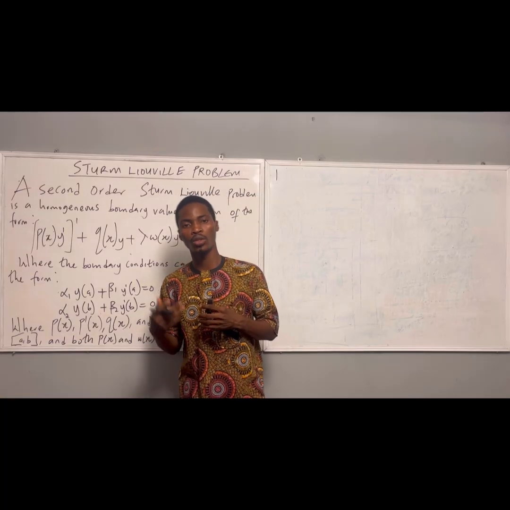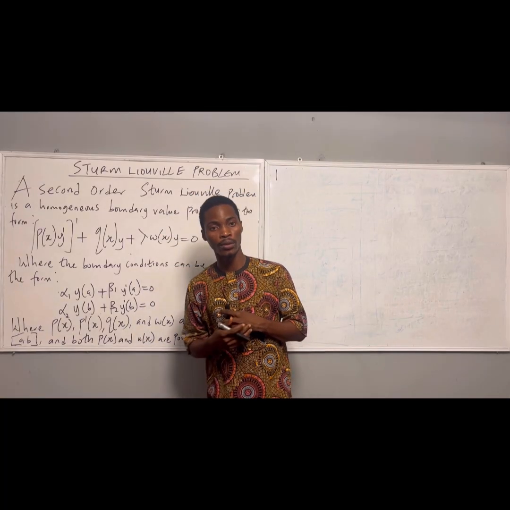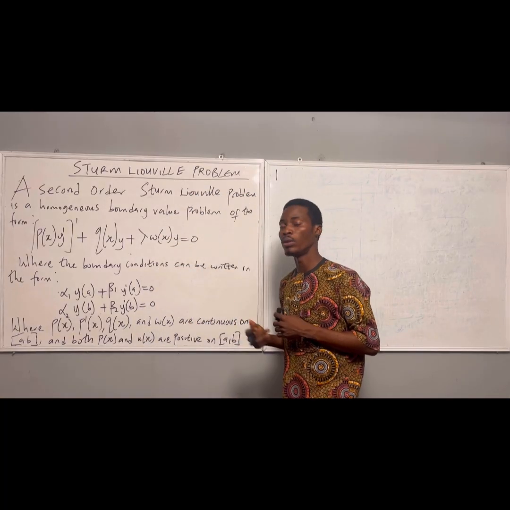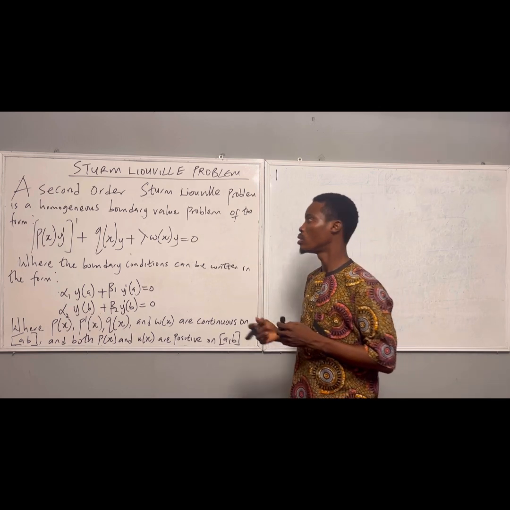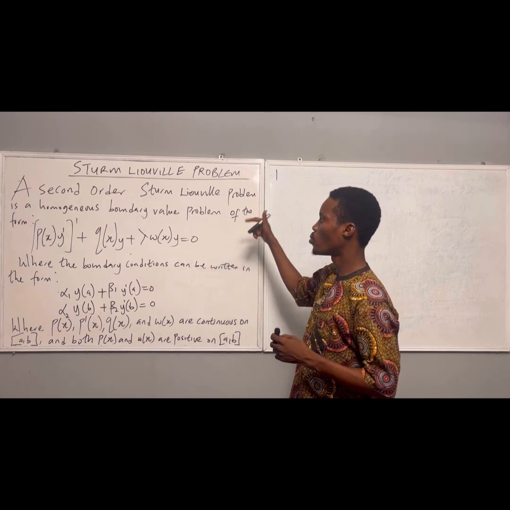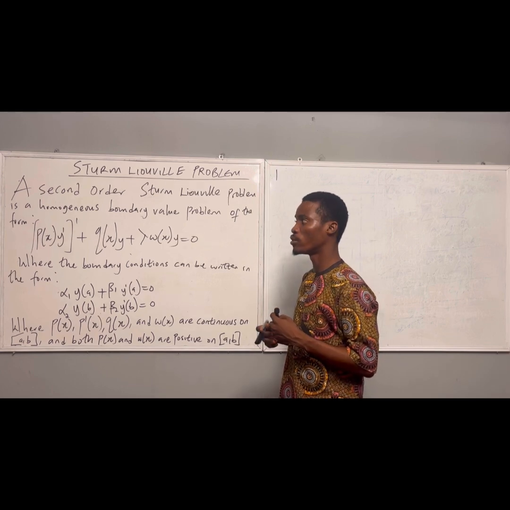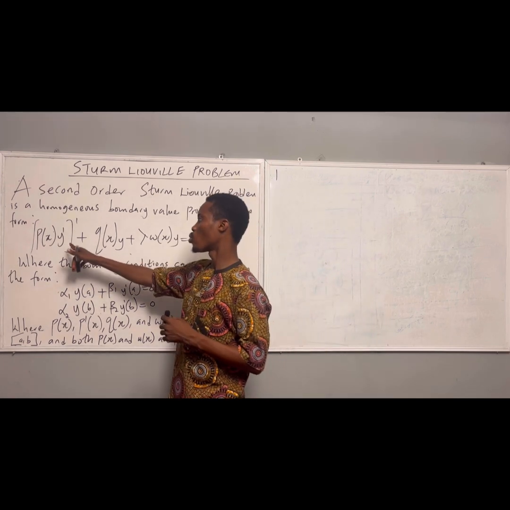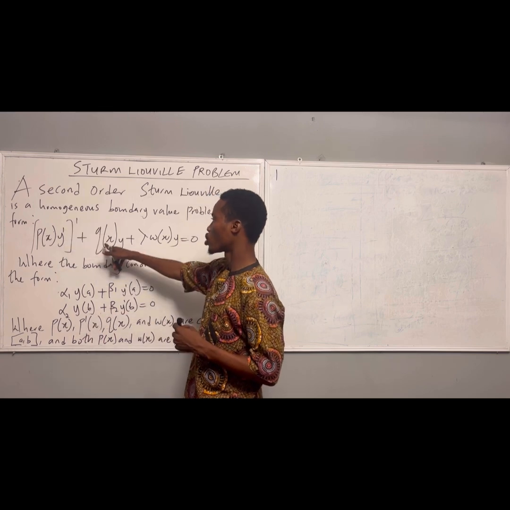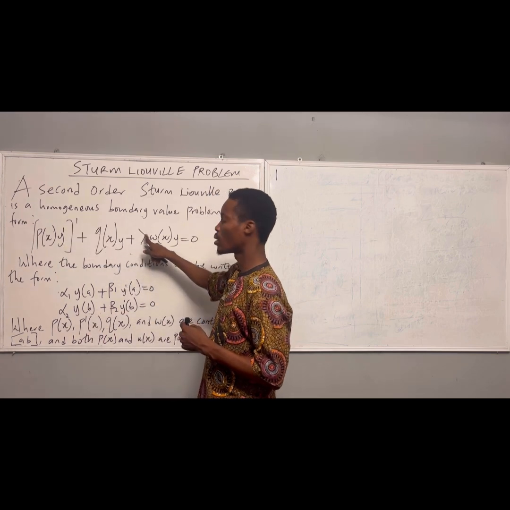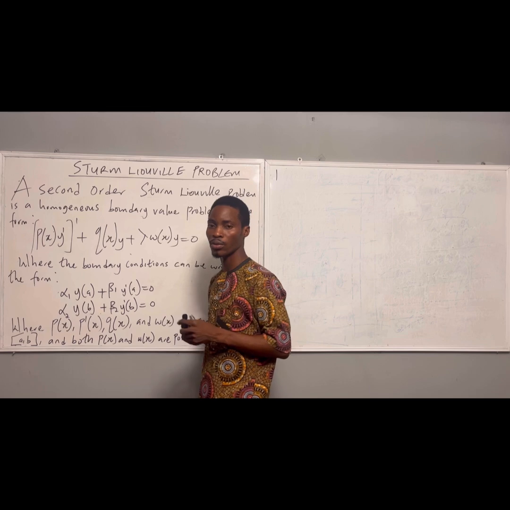We'll be looking into a new topic, Sturm-Liouville problem. When we talk about a Sturm-Liouville problem, a second order Sturm-Liouville problem is a homogeneous boundary value problem of the form p(x) y'' + q(x) y + lambda w(x) y = 0.